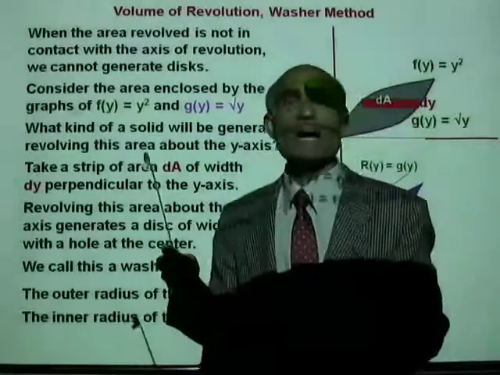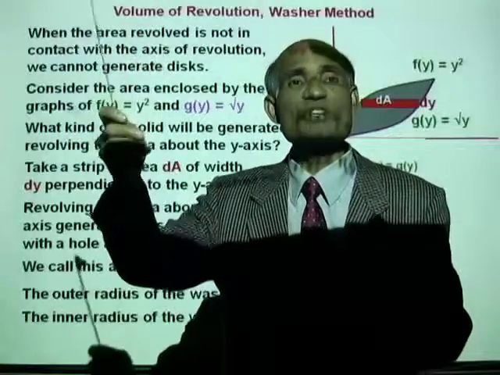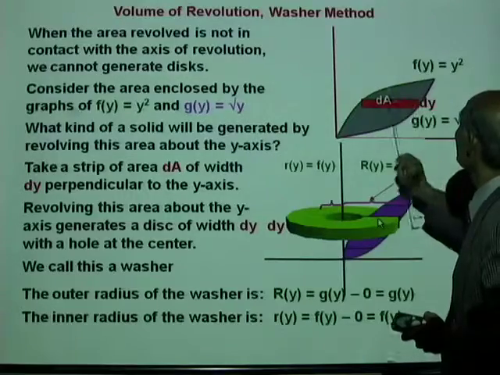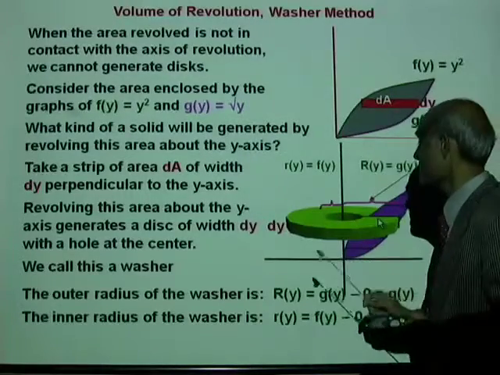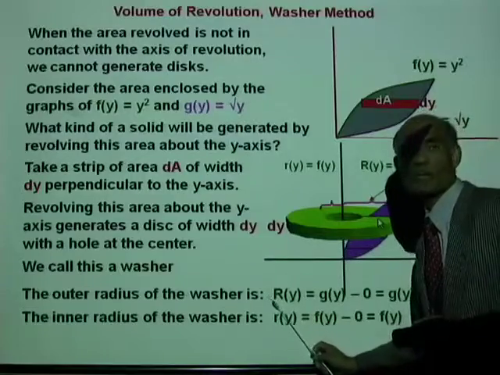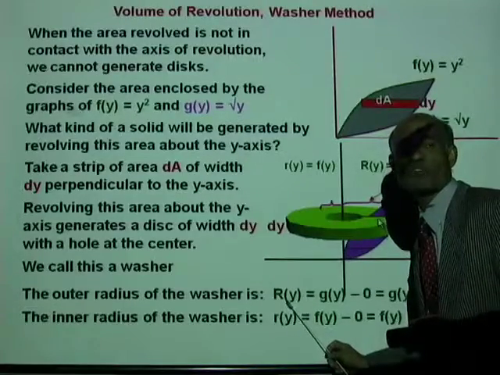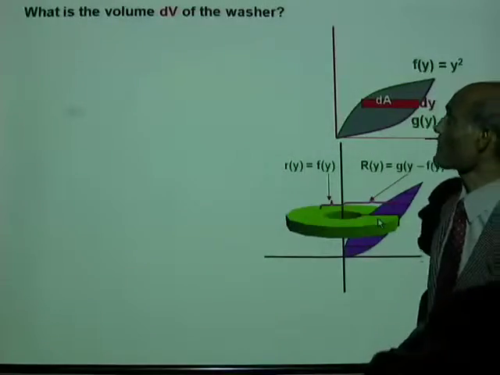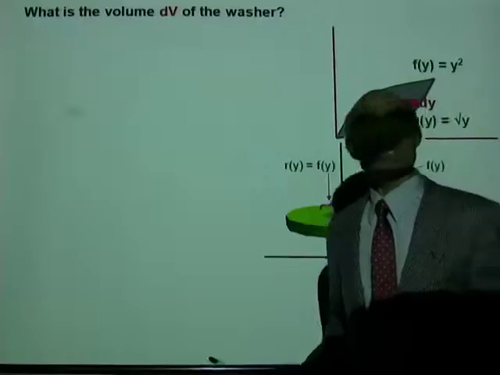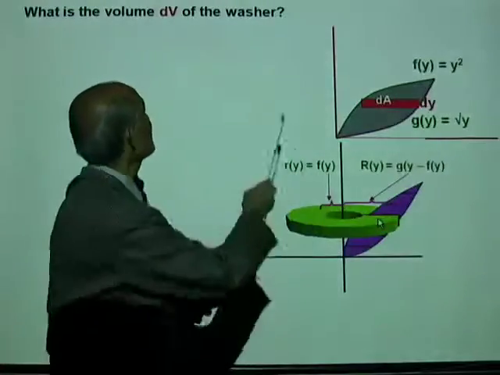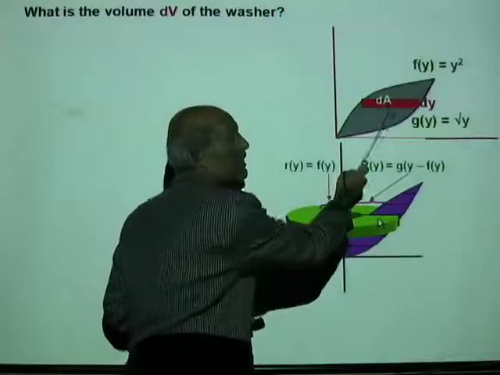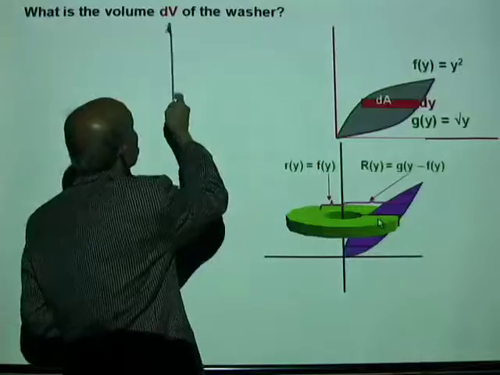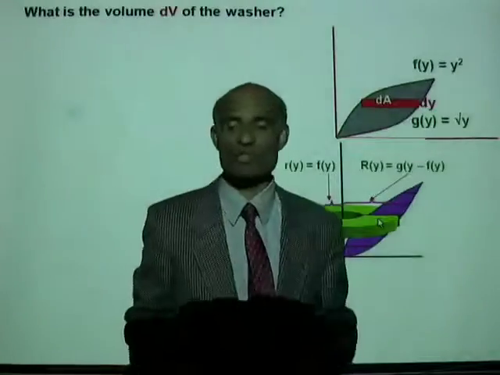A washer has an outer radius and an inner radius. In this case, the outer radius is g of y and the inner radius is f of y. The outer radius is represented by the uppercase R. The inner radius is the lowercase r. And now, what is the volume of that washer when you revolve it about the y-axis? What is dV, the volume of that washer?